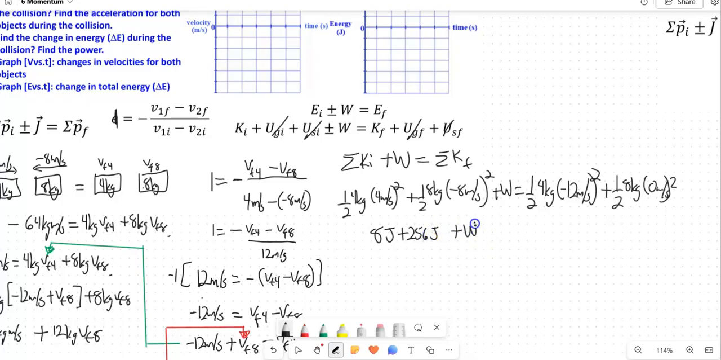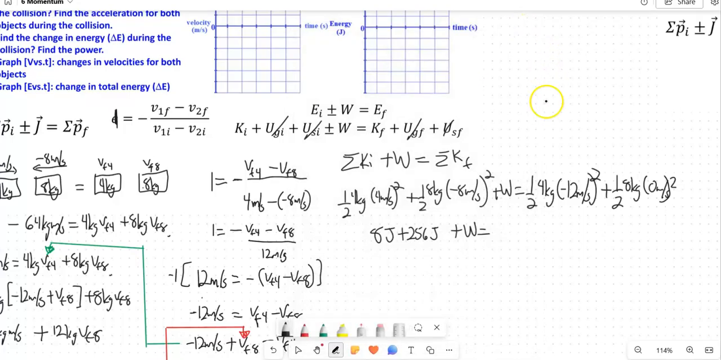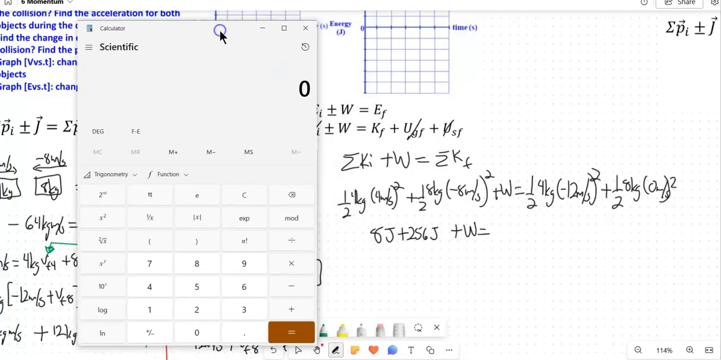Plus work, which is going to be equal to 144, so 12 squared, 144 times 4 over 2, which is 2. 144 times 2, which is 288. I knew that. Okay, so hold on a second. There's something that I feel is not right.